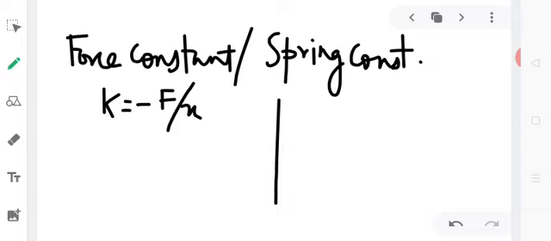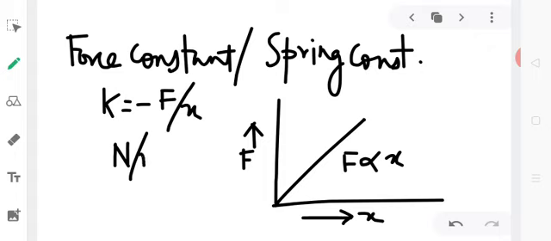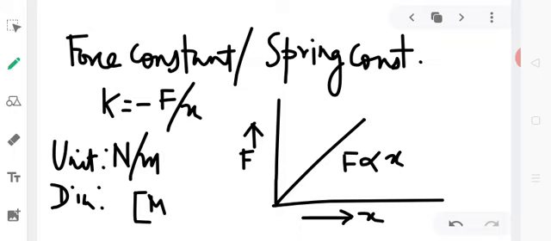If we plot a curve for force and the stretch or compression x, we find that it is a straight line because F is proportional to x. So force constant of a spring is equal to slope of the force versus stretch curve. Its unit is Newton per meter and dimension is M T to the power minus 2.